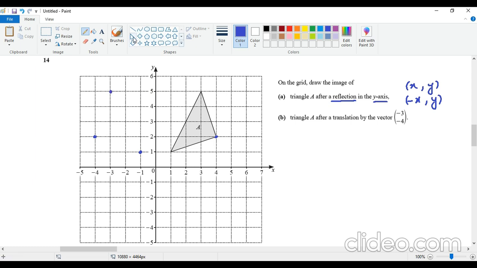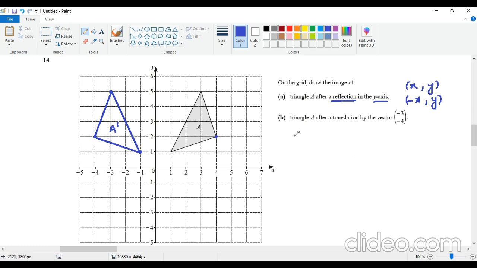Now we can make a triangle very easily, joining this line with this, joining here, and joining here. This is going to be your image after reflection in the y-axis. Now you can write down over here that this is A dash reflection.